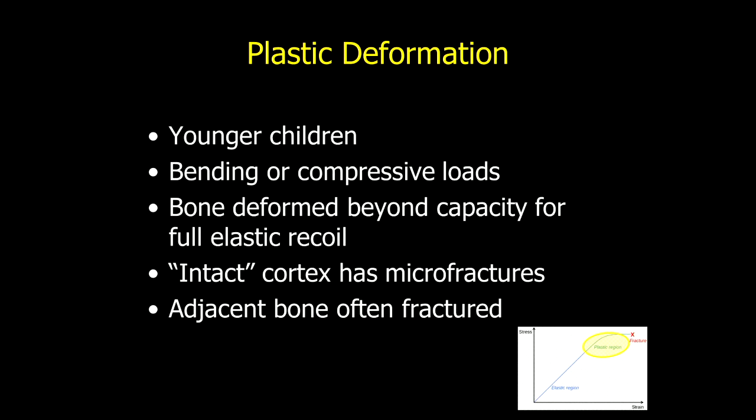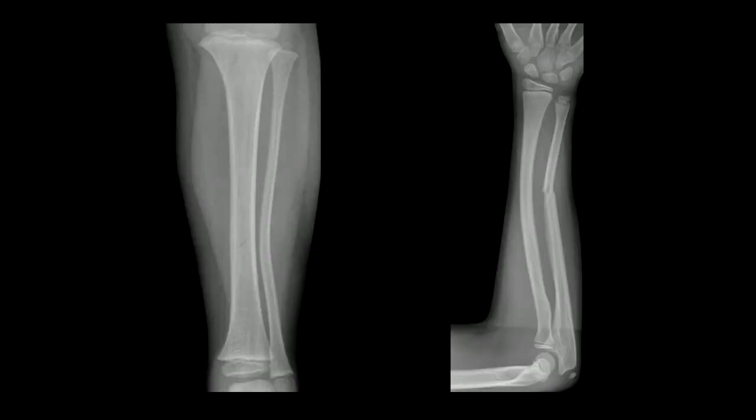This fracture is called the plastic deformation, or you might have heard the term bowing fracture. This is where the bone undergoes a force of bending or compression, which is greater than its ability to recoil, so the sponge can no longer recoil, yet there are no radiographically apparent fractures. Although the cortex appears intact on radiography, it actually has sustained microfractures, and it's not uncommon to have the adjacent bone fractured. These plastic deformation injuries are most frequently seen in bones that have the thinnest cortices, such as the ulna and the fibula.